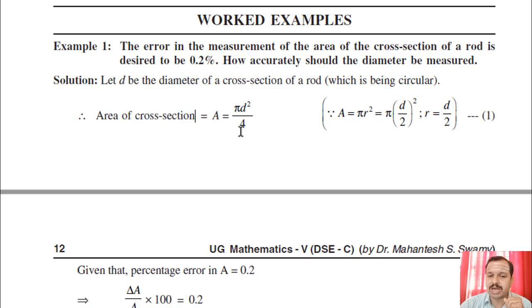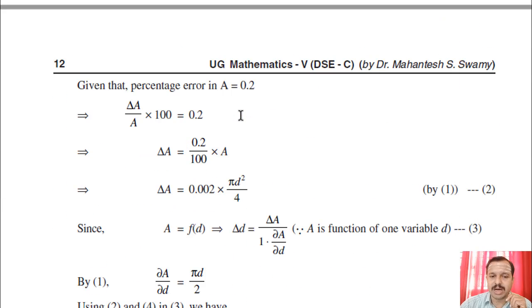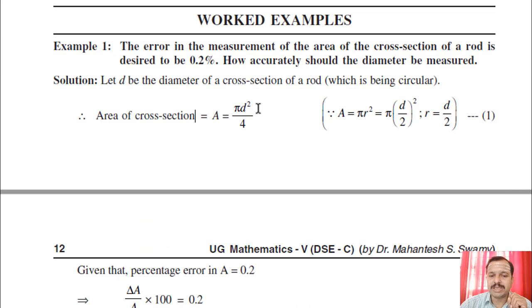What we can understand from this? Area is a function of d. How many variables? Only one variable. N here is 1. A is a function of d because pi is a constant, 4 is a constant. So area is a function of d, one variable. Now what has been given to us? It is given to us that the percentage error in A is 0.2. You look at the question here. Percentage error, that is 0.2%.